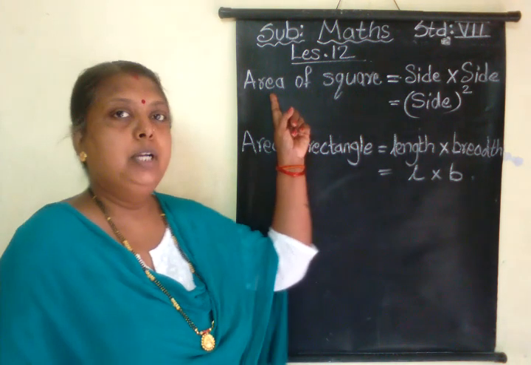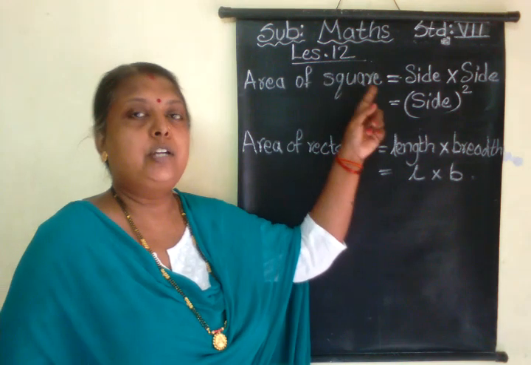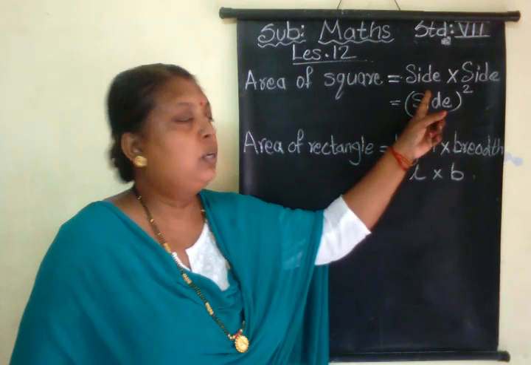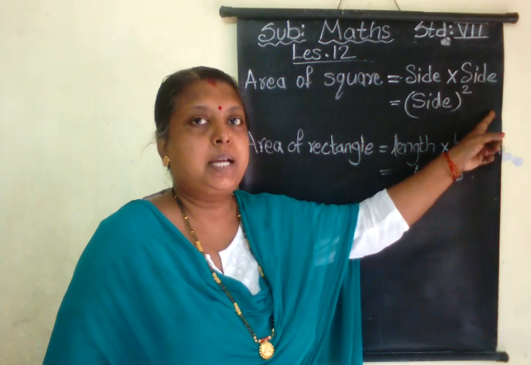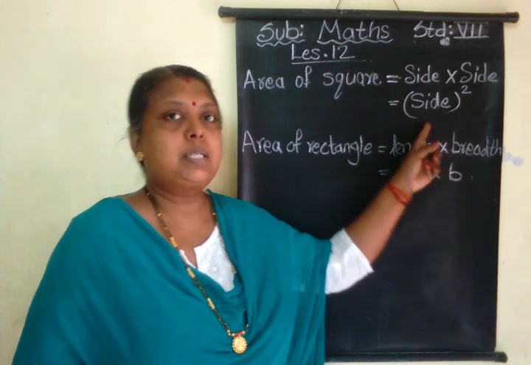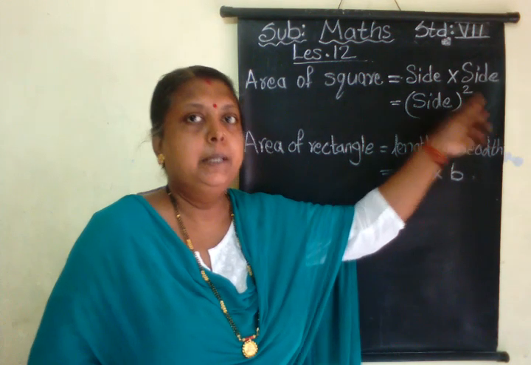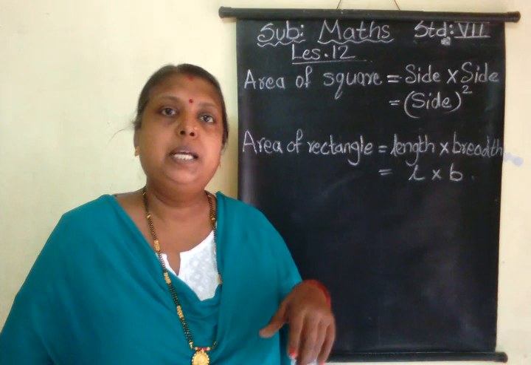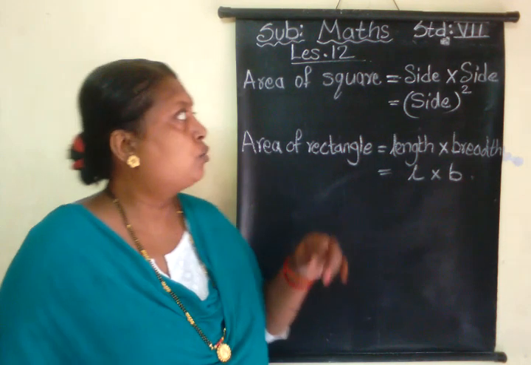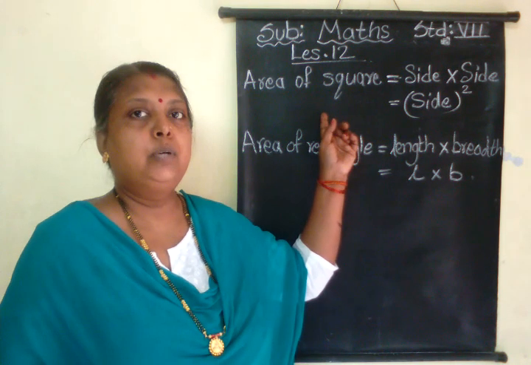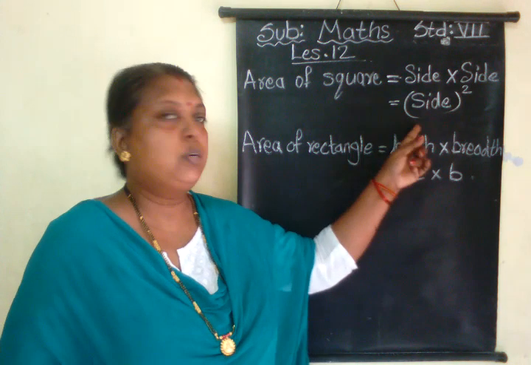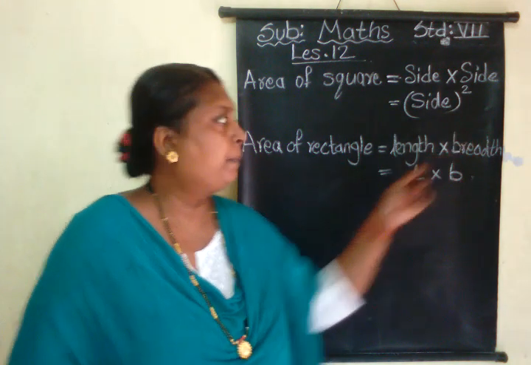So the formula to calculate area of square, you have studied in your lower standard also, is equal to side multiplied by side, which equals side square, right? Since square is a figure having all the four sides equal in length. So the formula to calculate area of square is side multiplied by side, which equals side square.